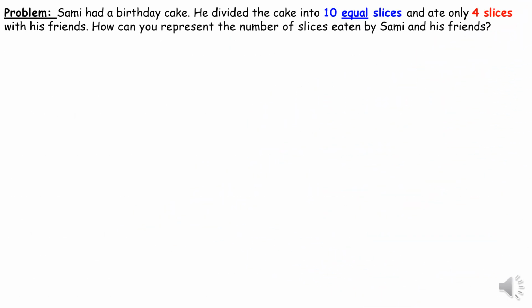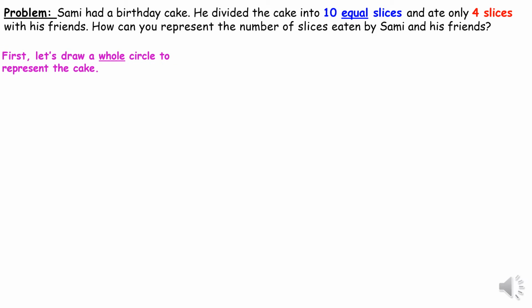Let's take an example. Sammy had a birthday cake. He divided the cake into 10 equal slices and ate only 4 slices with his friends. How can you represent the number of slices eaten by Sammy and his friends? How can we represent it?